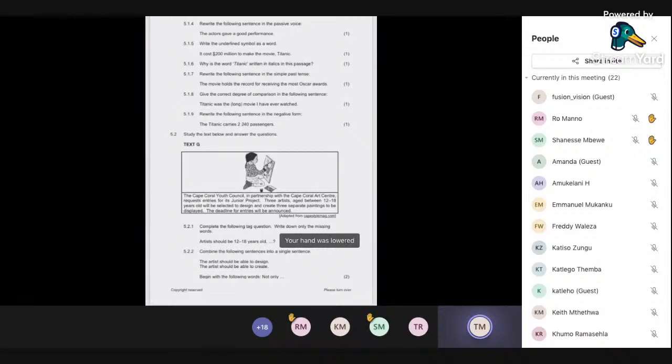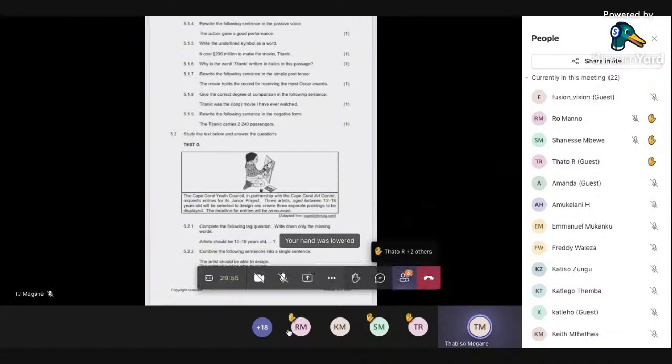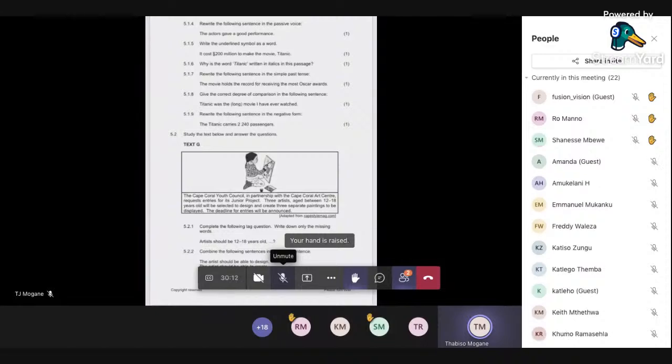5.1.6. Why is the word Titanic written in italics in the passage? Remember three functions of italics for those who are joining us for the first time. So we said italics are used for non-English words in English texts. And then we said italics were used for emphasis. And then finally, they are for titles of songs, books, movies, articles, and so forth and so on.